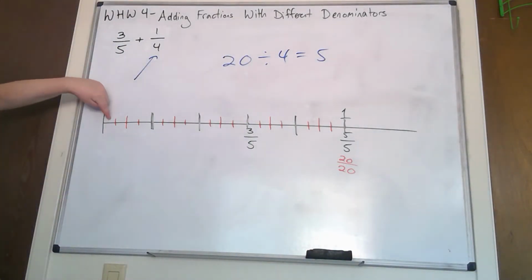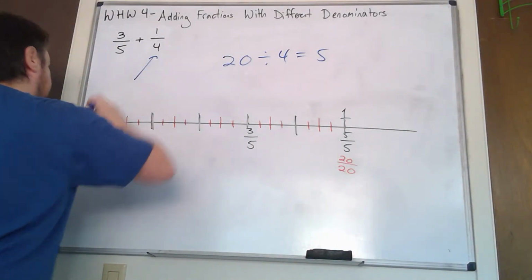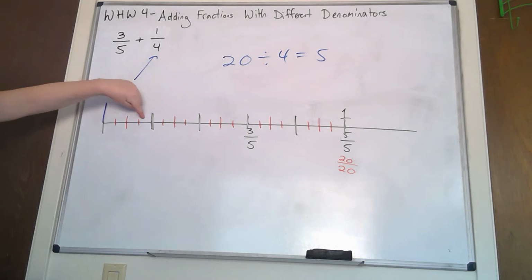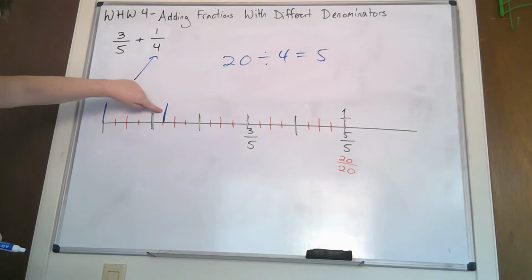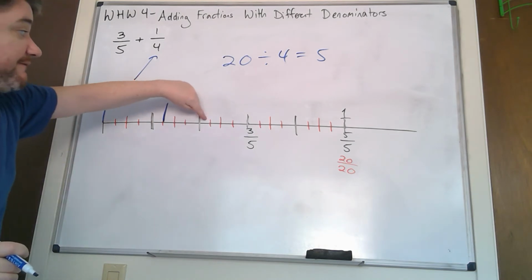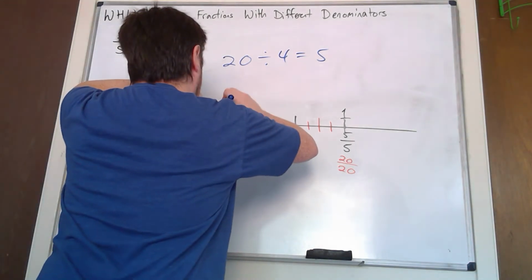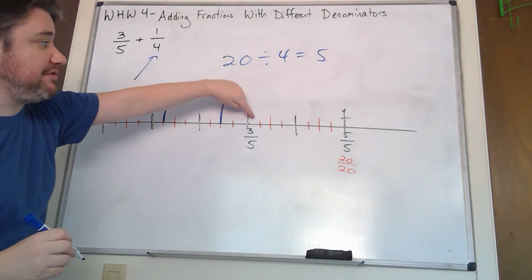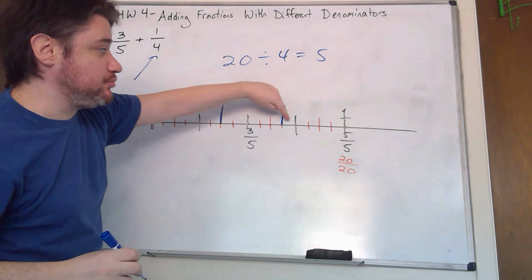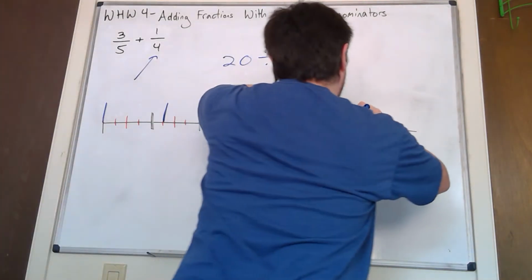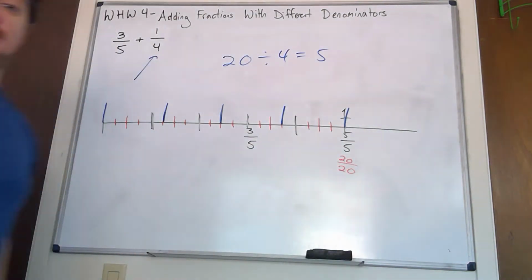So let me count 1. Well, I'll put a blue mark here. And let me count 1, 2, 3, 4, 5. So that first red mark now gets a little blue top to it. Then I'm going to count 1, 2, 3, 4, 5. Okay? 1, 2, 3, 4, 5. And I always like to count out the very last piece, 1, 2, 3, 4, 5, just to make sure everything lines up perfectly.